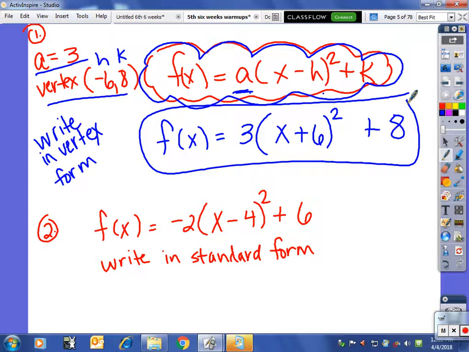H is the x value of the vertex, k is the y value of the vertex. The reason why they don't call it x and y is because you've got an x and a y also in there, so they needed to make up some new name for it. Plus, it's a very special point. It's a vertex, so they gave it its own little initials, h and k.